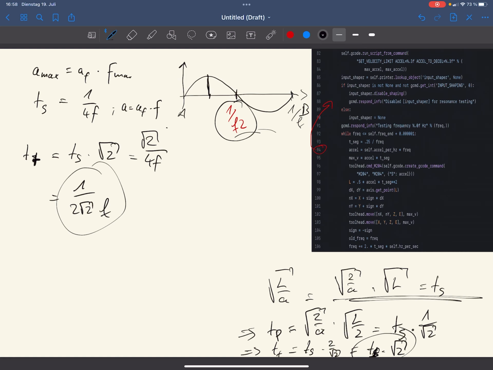So what we can conclude basically at the end is 1 over 2f times 1 over square root 2 is not equal to 1 over 2f. So what this basically means in the end is that every frequency which is shown during measurement and in the input shaper graphs is shifted by this factor 1 over square root of 2, which is about 0.7. So the frequency shown is too high, or the actual frequency is 0.7 times the shown frequency, so it's lower.